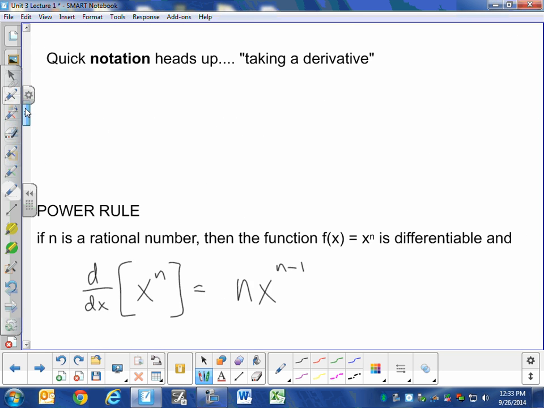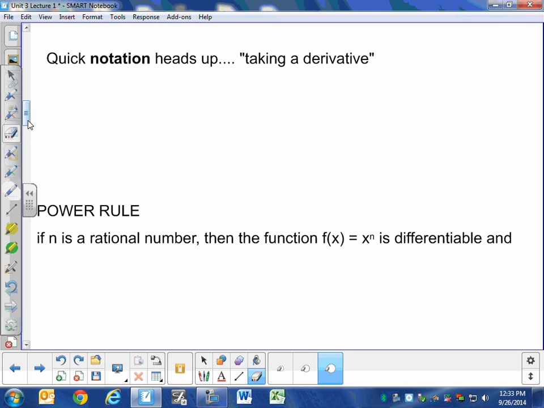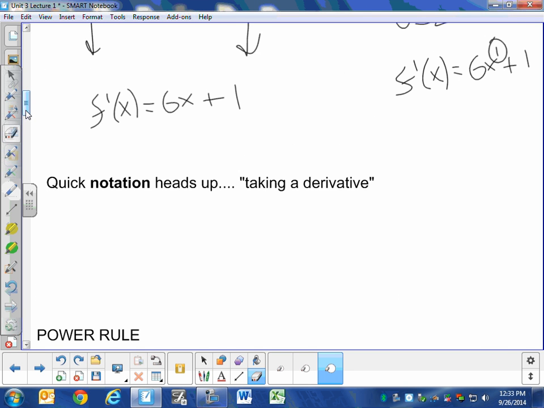Right now, we're going to worry about this power rule. We'll have the derivative of x to the n. But before that, I need a quick notation heads up for taking a derivative. What is the operation to take a derivative? Yes, but there is a mathematical notation. The notation to take a derivative is the following. d dx of whatever.